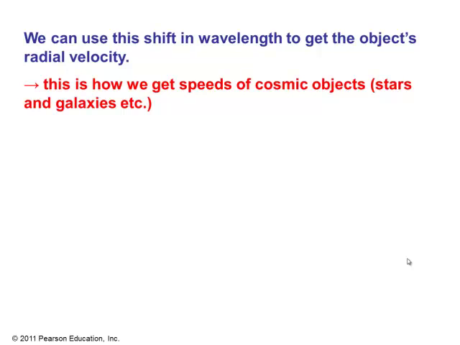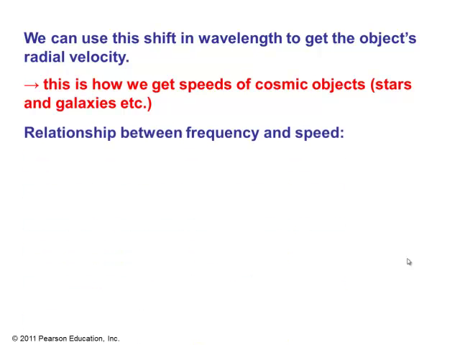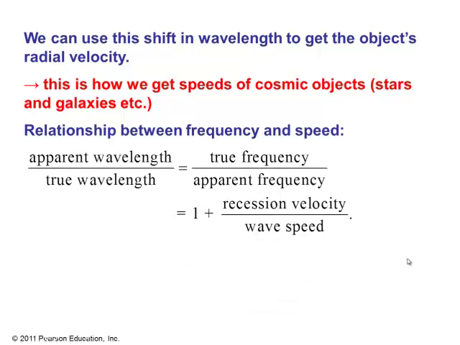Now we can use this shift in wavelength, this shift in spectrum, to get the object's radial velocity. So we can figure out how fast a star is moving away from us or towards us. And we use that to figure out the speeds of any cosmic objects, not just stars, but galaxies too. So the Doppler effect is very, very useful in astronomy. And here is how we actually figure it out.